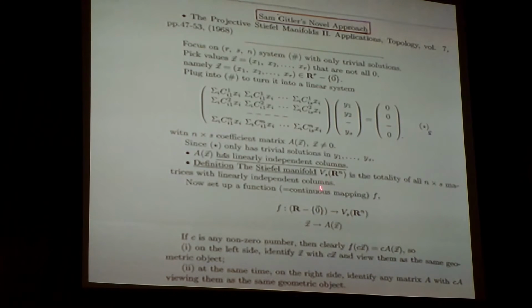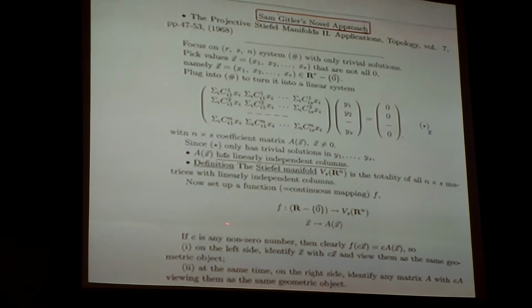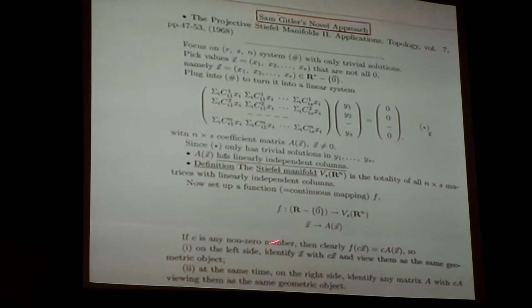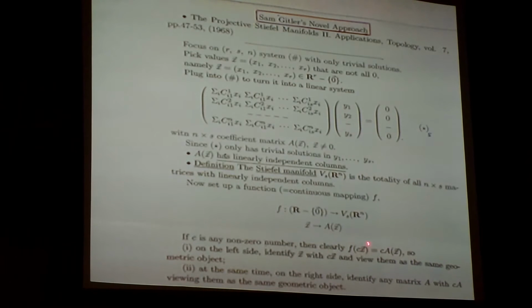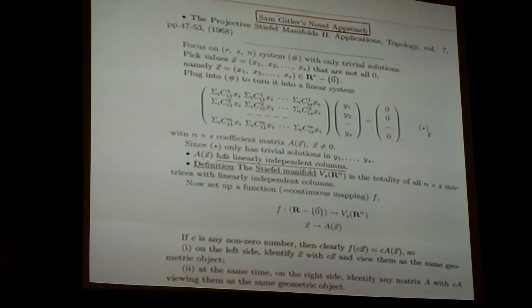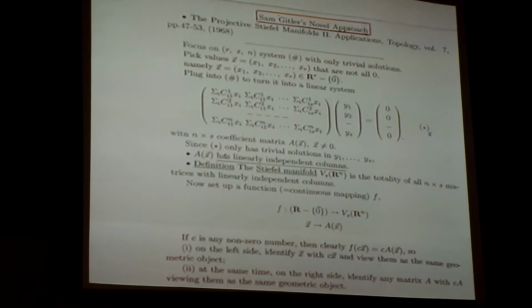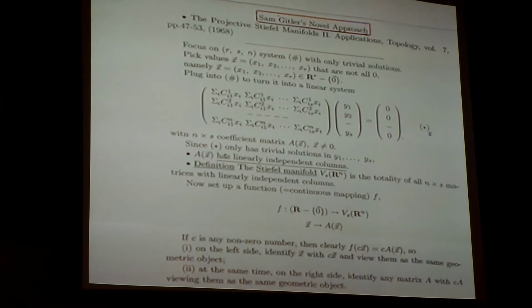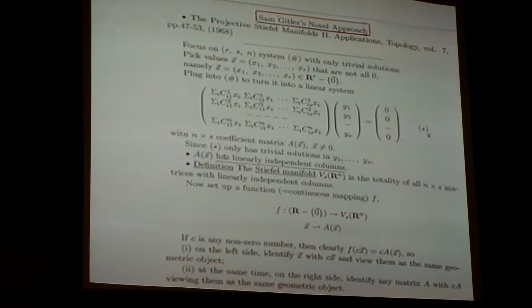With that we summarize the process above like this: we take the x, we get the coefficient matrix, and then there is a mapping from the truncated Euclidean space to the Stiefel manifold. You notice that if C is any non-zero real number, then f of C x is equal to C times A of x. That is simply because if you take the original system of equations and multiply the left and right hand side by C, it is basically the same equation. So that means we are entitled to do the following.